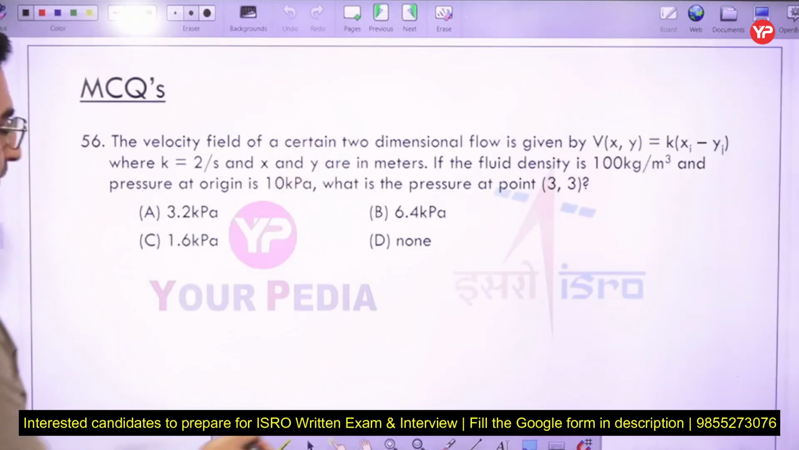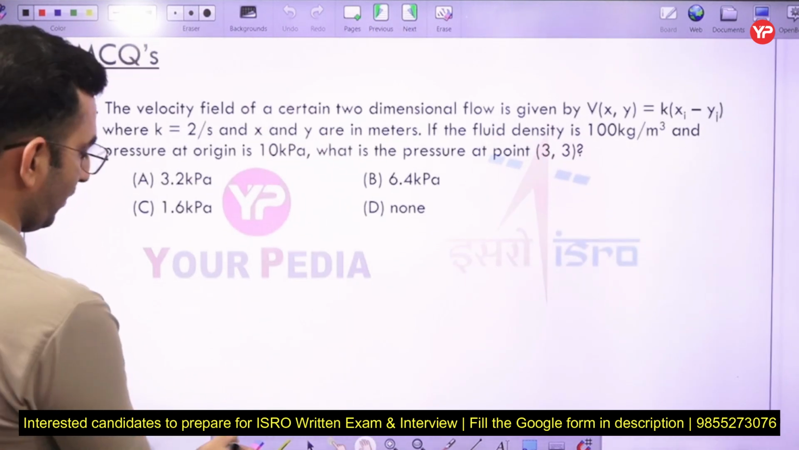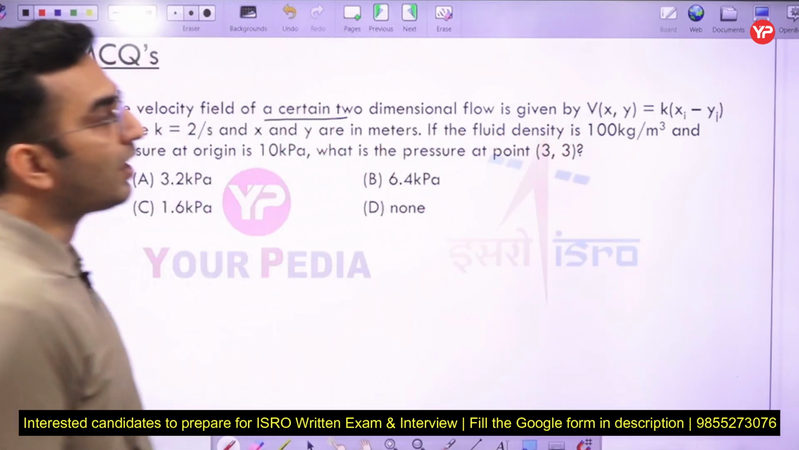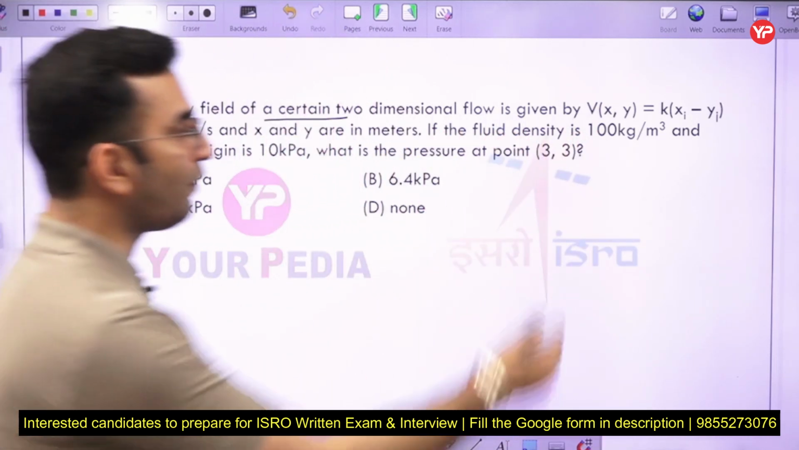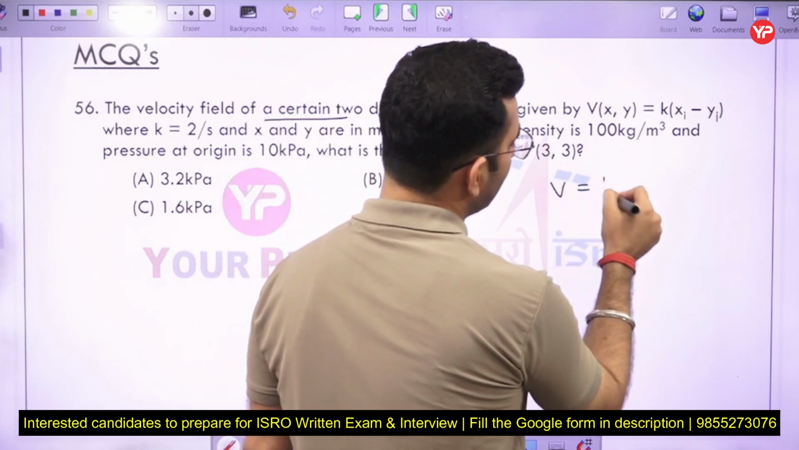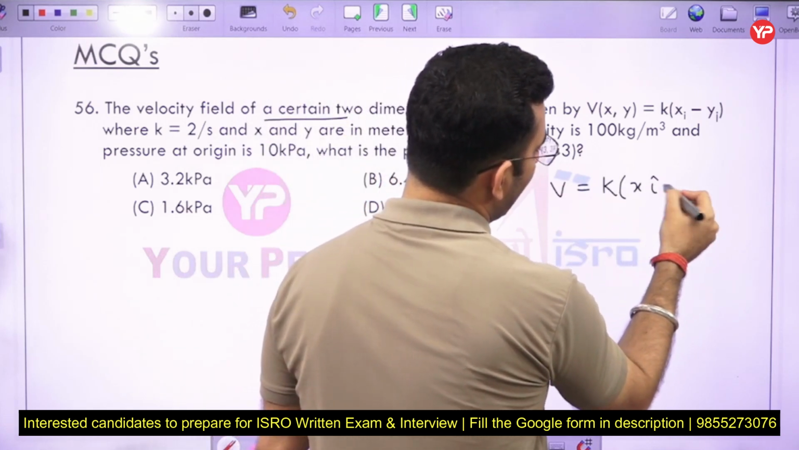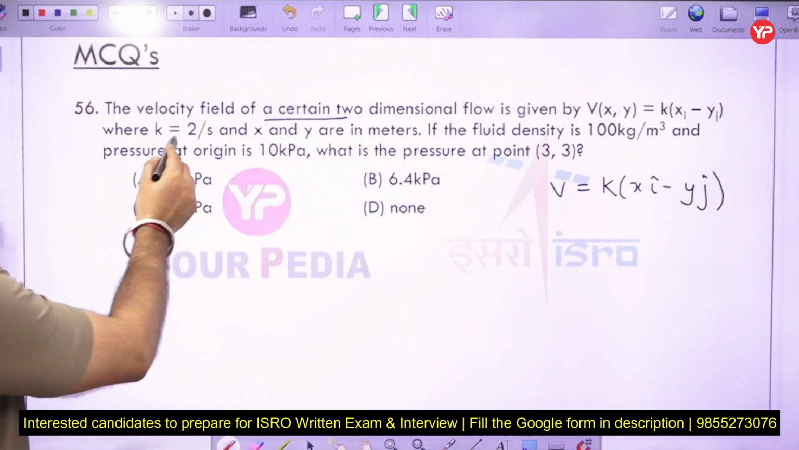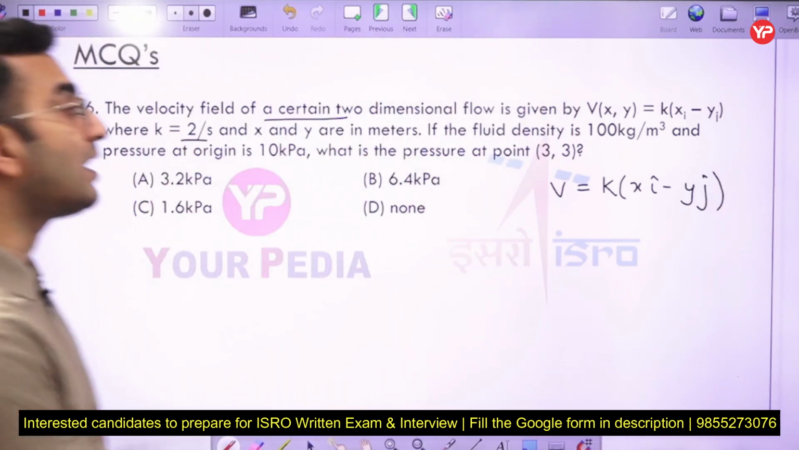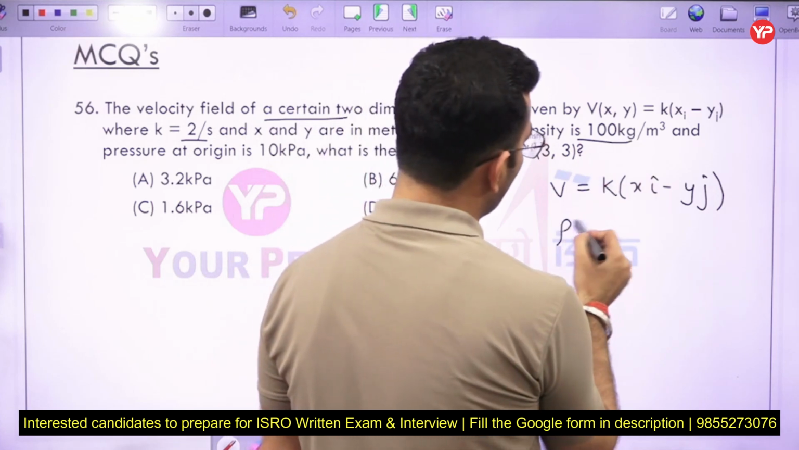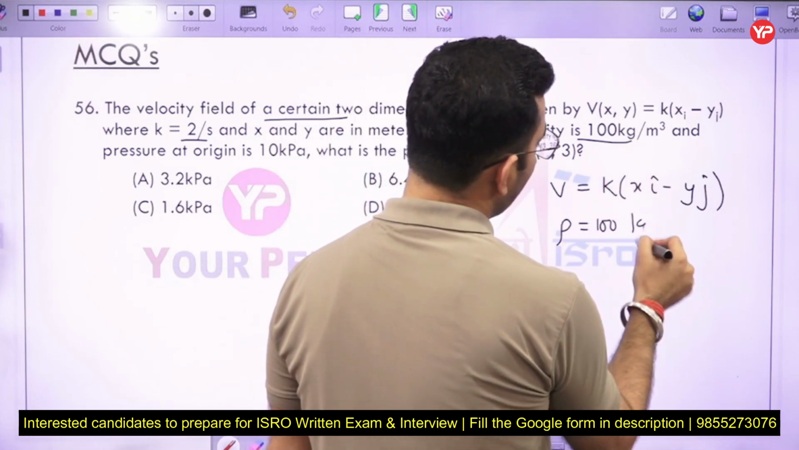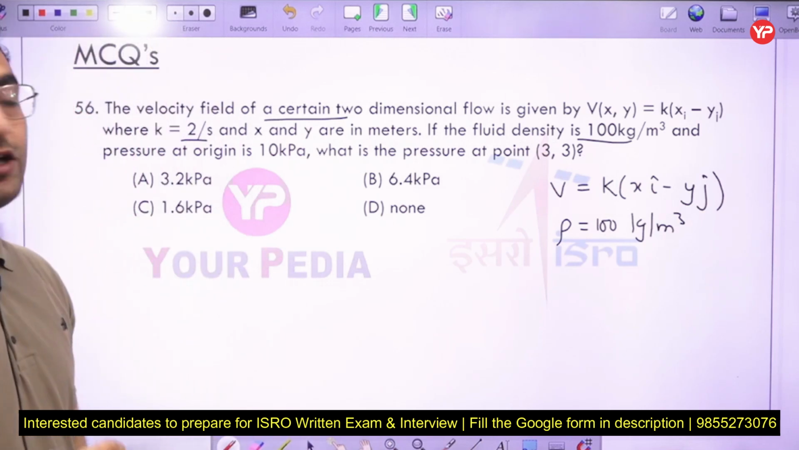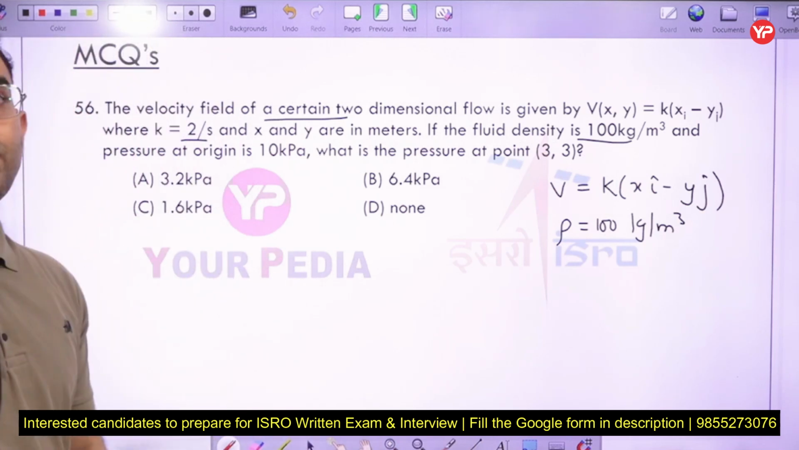Question number 56. The velocity field of a certain two-dimensional flow is given by kx i cap minus ky j cap, where k is equal to 2 per second. If the fluid density is 100 kilogram per meter cube, and correspondingly the pressure at the origin is 10 kilopascal, then what will be the pressure at point 3,3?